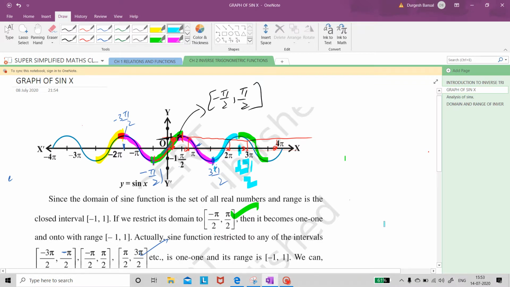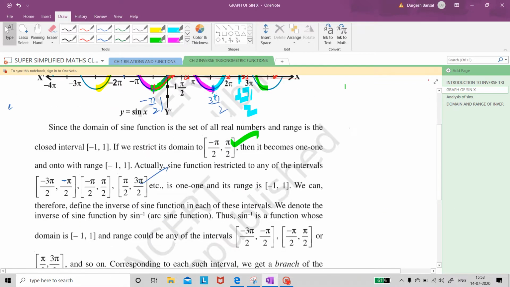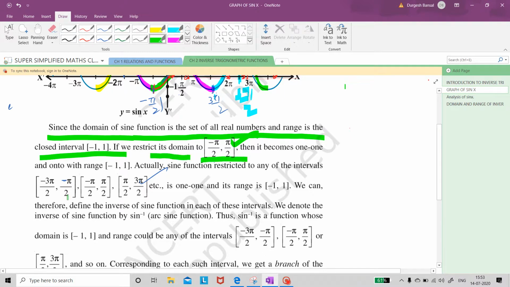The domain of the sine function is the set of real numbers and the range is the closed interval. If we restrict the domain either to this interval or to this or to any of so many, then the function is 1-1 and it is already onto. Its range is -1 to 1.